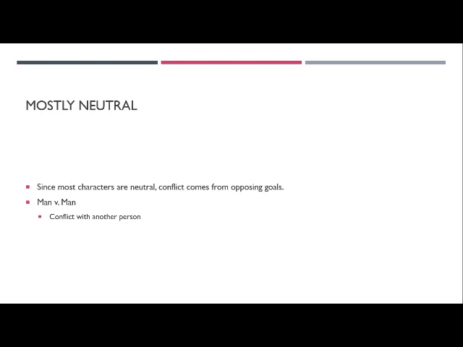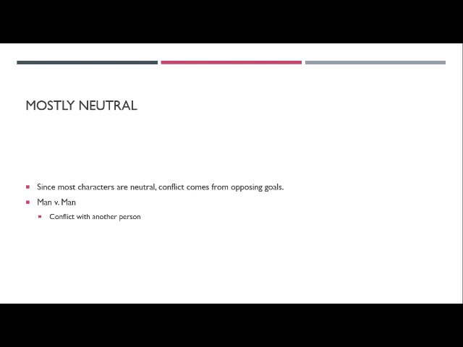When you have a story where characters are mostly neutral aligned on the good versus evil axis, meaning sometimes they're looking out for each other, sometimes they're self-interested, the conflict will come from the other characters. It comes specifically from opposing goals among characters. Character A wants something, character B wants something else. Those things create the conflict because they both cannot achieve their goals. This kind of conflict is called man versus man, or person versus person. This is conflict with another individual.